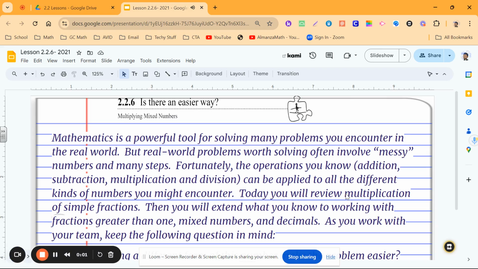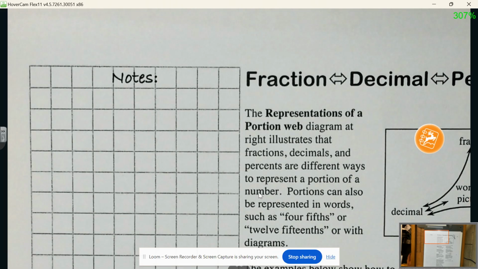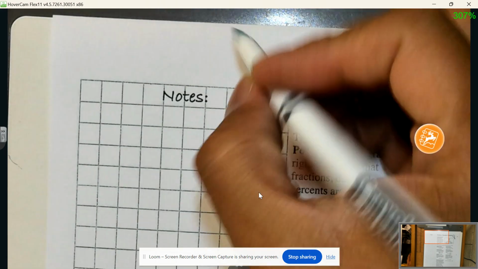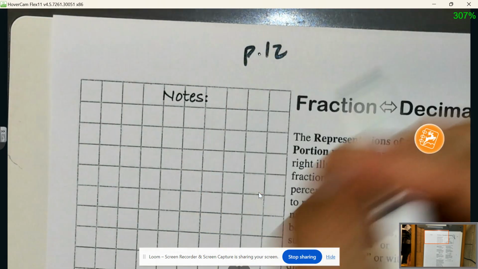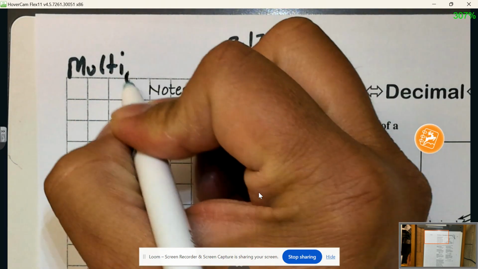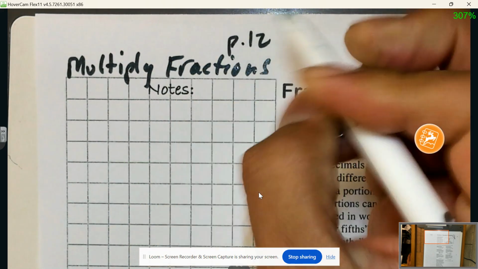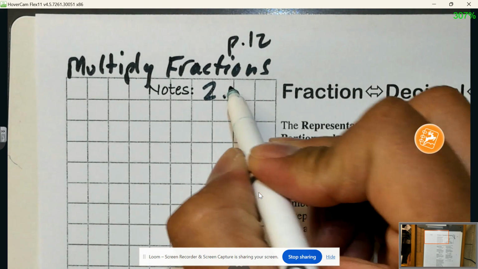Today we're going to look at an easier way to multiply fractions. Yesterday we used the area model, using the rectangles and multiplying by dividing into portions and finding a portion by portion. So today we will be on page 12 of our toolkits, and we're doing multiplying fractions. And this is lesson 2.2.6.